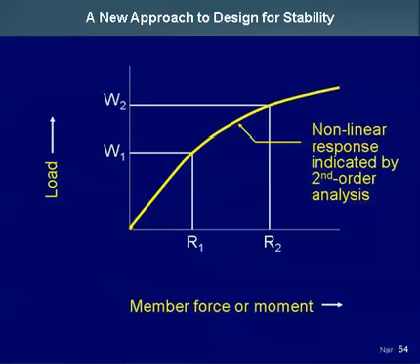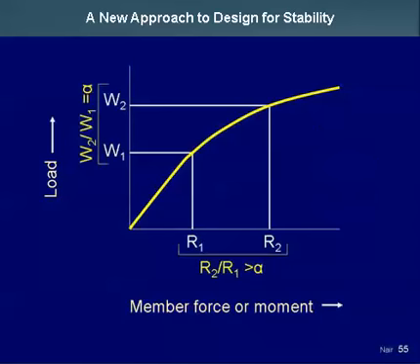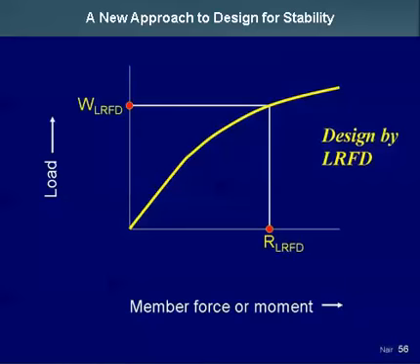A word about loading now. When you're talking about stability, you are talking about an inherently nonlinear phenomenon where the response to load is not proportional to the load. So in this picture, the vertical scale shows the magnitude of applied load. The horizontal scale shows member force or moment. And when we're talking about stability, you can see the ratio of R, the member force or moment, will not be the same as the ratio of the loads. Clearly, you can see that. And that has certain implications.